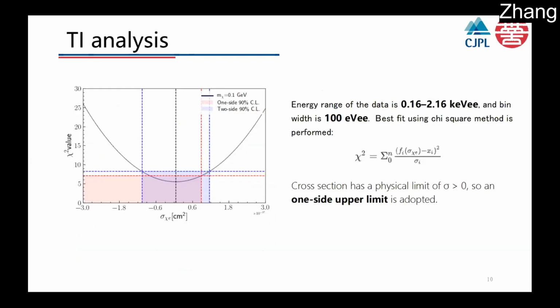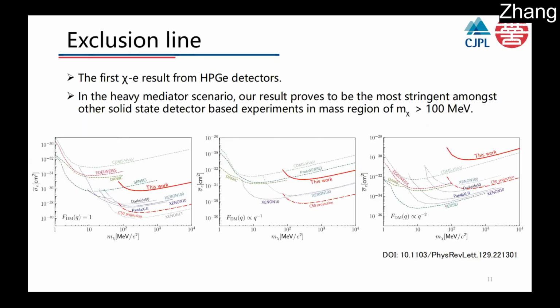And with the experimental data and the predicted spectrum seen by the detector, we can now finally do an analysis. The energy range is from 0 to 2 keV, and of course it's not from 0 exactly. The bin width is 100 eV, and we use the chi-square method, and we adopted a one-sided upper limit at 90% confidence level. And here's our result.